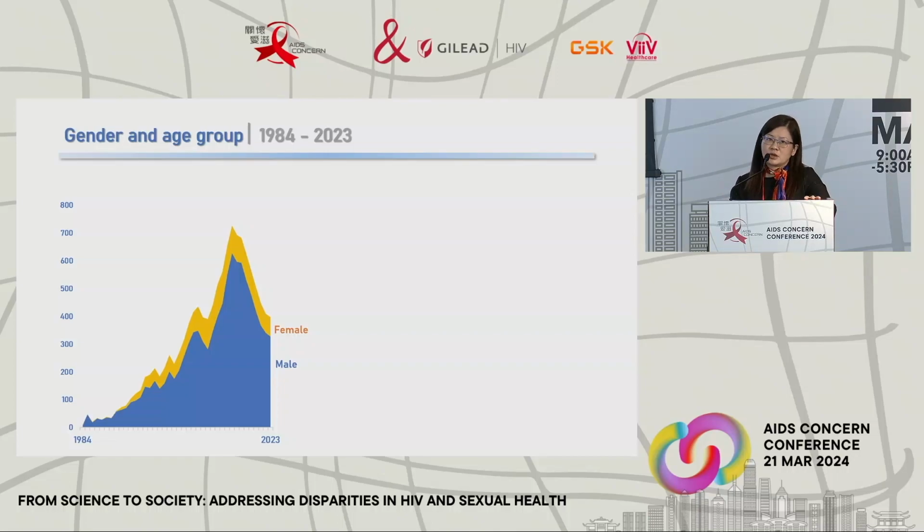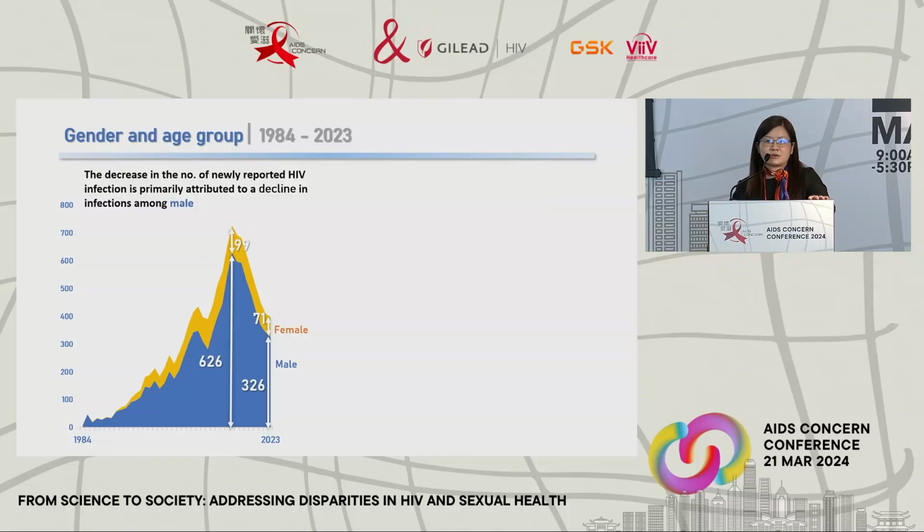In terms of basic demographics, looking at gender, you can see that the main drop is due to males. In contrast, the female drop is more moderate. Compared with the peak in 2015, there is around a 50% drop in male cases, whereas female cases dropped only 30%.